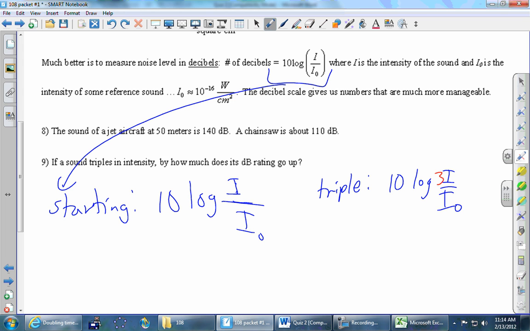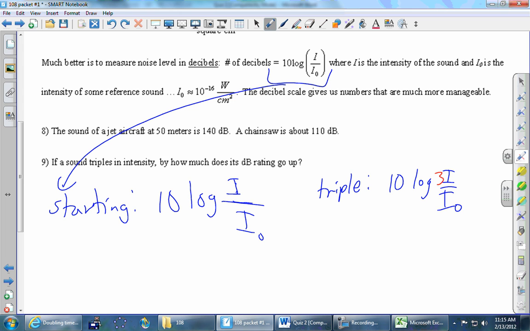So first, are we okay with the setup? You've got some starting sound with an intensity of I, just calling it something general, I. Then you triple the intensity, and the question is, how do these decibel ratings compare? I expect that the triple sound has a higher decibel rating. Is the higher decibel rating going to be 3 times what it used to be? Is it going to be up by 5 from what it used to be? Is it up by 3 from what it used to be? That's what we're after. Tripling the sound, what effect does it have on the decibel rating?